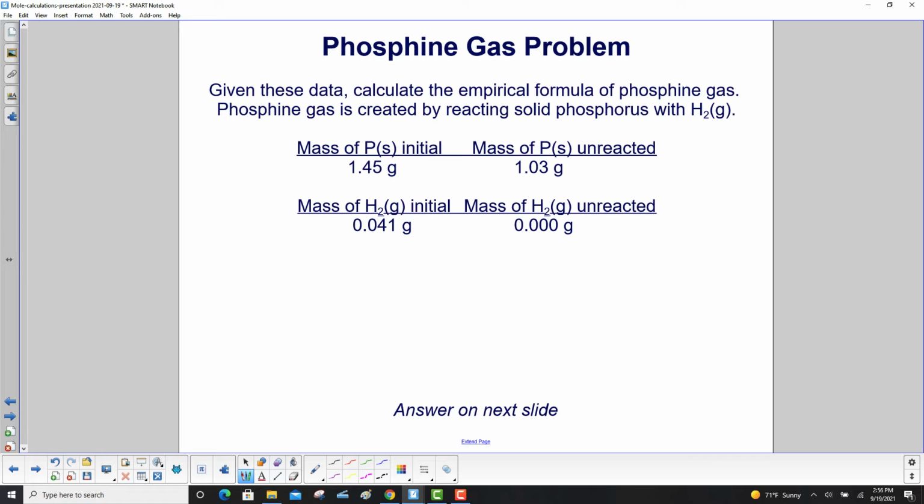Given these data, calculate the empirical formula of phosphine gas. Phosphine gas is created by reacting solid phosphorus with hydrogen. So we have 1.45 grams of solid phosphorus in the beginning, and the mass of phosphorus unreacted is 1.03 grams. Then the mass of hydrogen gas is 0.041 grams, and the unreacted hydrogen gas is 0.